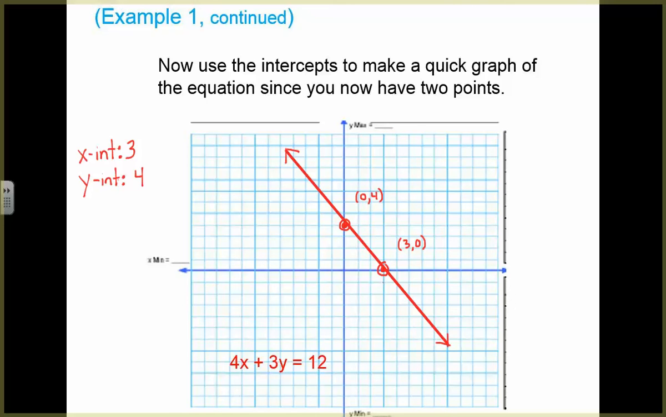Okay, so there you go. You've got your x-intercept, you've got your y-intercept, you've got a line. Is this line going up or down? It's going down. Is it steep or gradual? It's steep, and that's going to show up in the next lesson that we do.